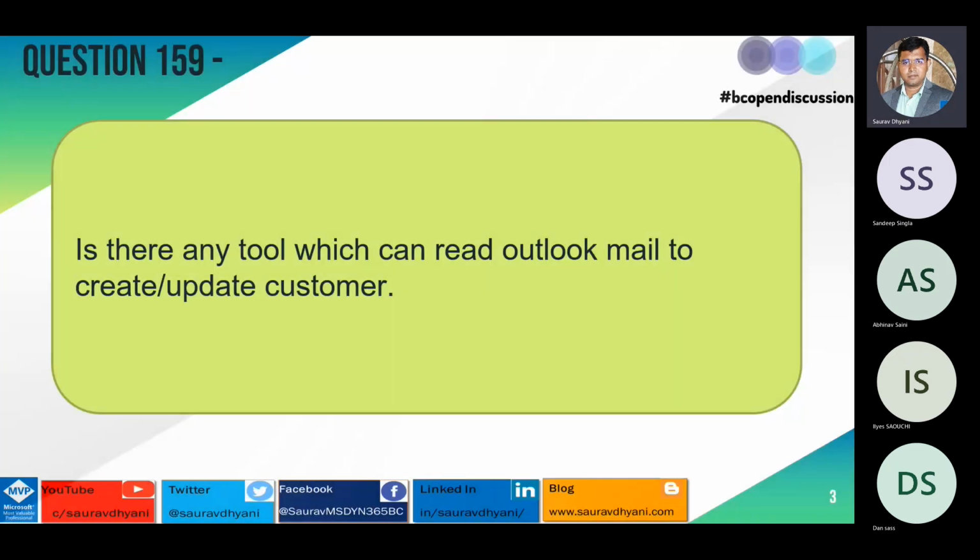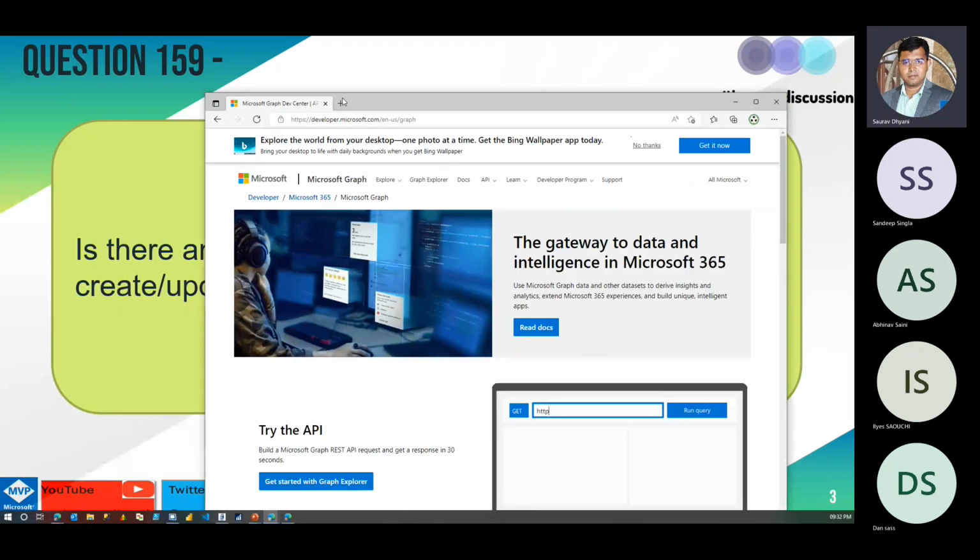Okay. Now the question that we were talking about is, is there a way that we can read Outlook email to create and update customer? Now, I was a little bit busy today with an upgrade go-live, but at the same time I was looking at possibilities of doing something like this in the Graph. So let me pull up my Graph window so that we can see that.